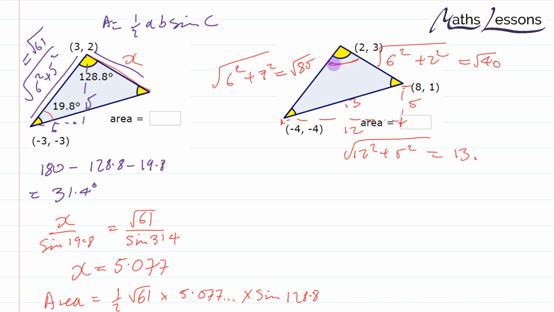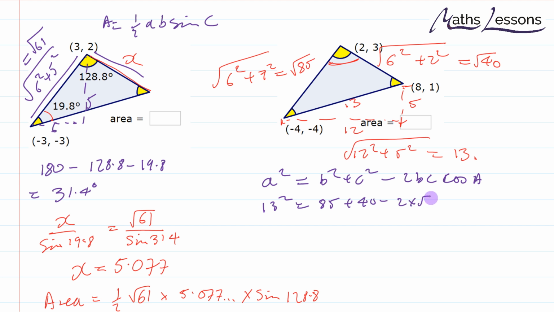So I'm going to find this angle here, and I'm going to use the formula. I'm going to write in blue just in case it confuses things down here. A squared equals b squared plus c squared minus 2bc cos A. I'm going to find this value using this formula, and A is obviously the opposite side. So I've got 13 squared equals the square root of 85 squared, which is just 85, plus c squared, which is root 40 squared, is 40, minus 2 times the square root of 85 times the square root of 40 times cos of my angle. Let's call that angle x.